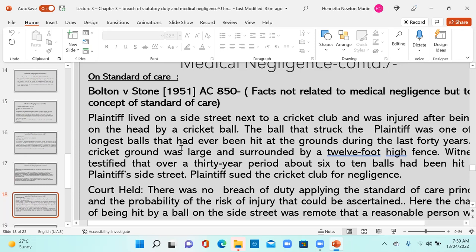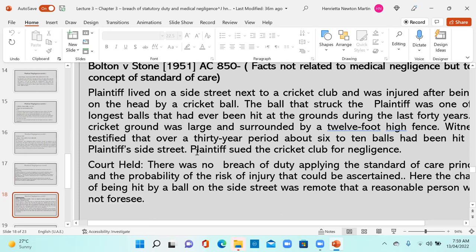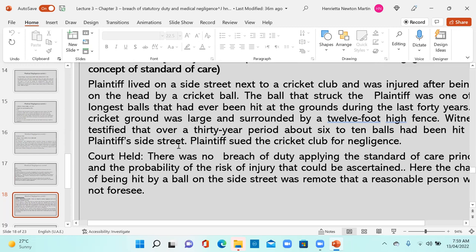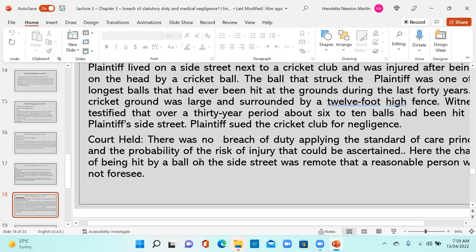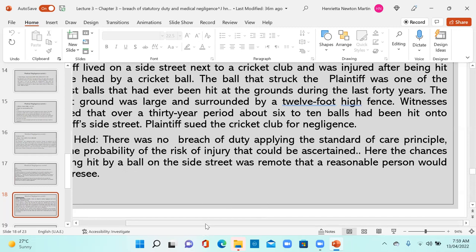Because of that, he sued the cricket club for negligence under the law of tort, saying it was because of the game in the cricket club. The court held that there was no breach of duty when they applied the standard of care in this particular case. They said the standard of care principle has to be applied, and that the probability of the risk of injury has to be ascertained. What is the probability? This is important. The probability or possibility of the risk of injury needs to be examined, studied and found out.